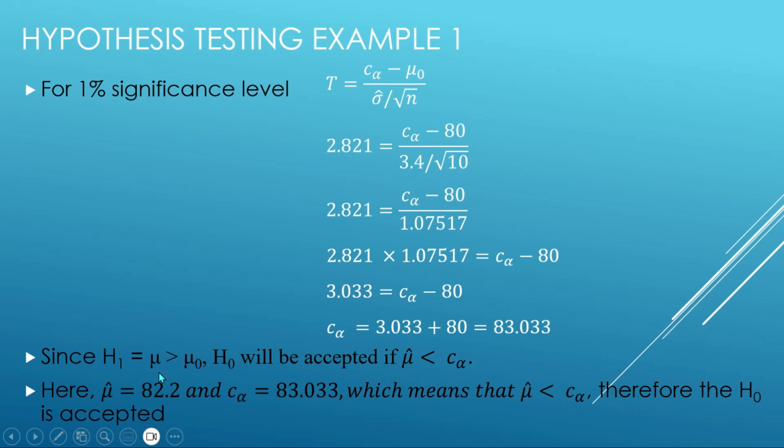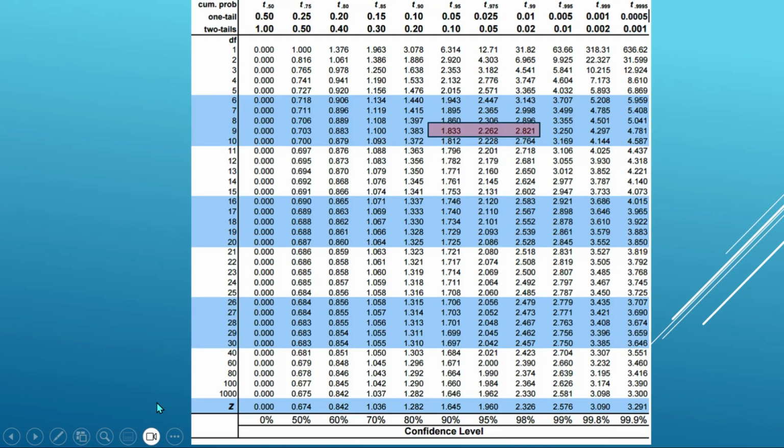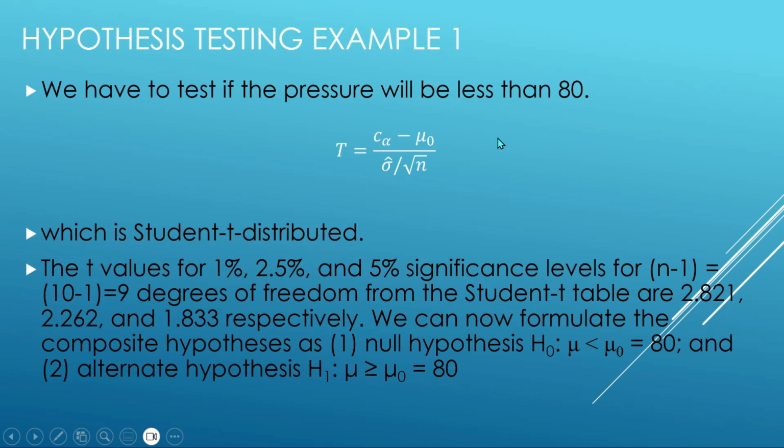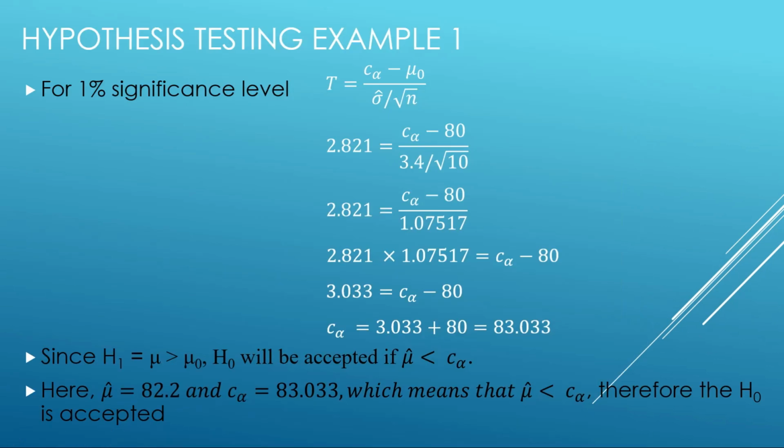Since H1 is mu greater than mu naught, H0 will be accepted if the expected value mu is less than C alpha. Here the expected value mu is 82.2, which we have already calculated, and C alpha is 83.03. So we will accept the null hypothesis if this estimated average value is less than this critical value. So it means H naught is accepted.